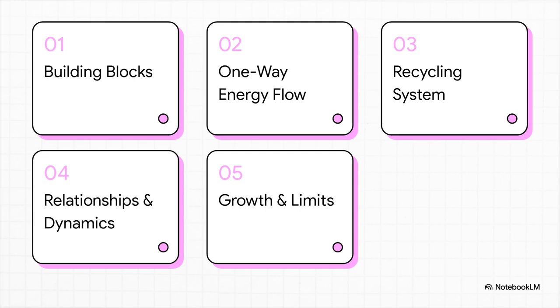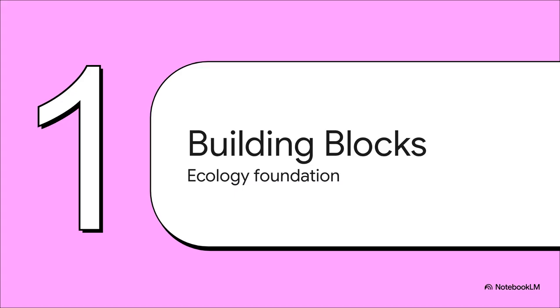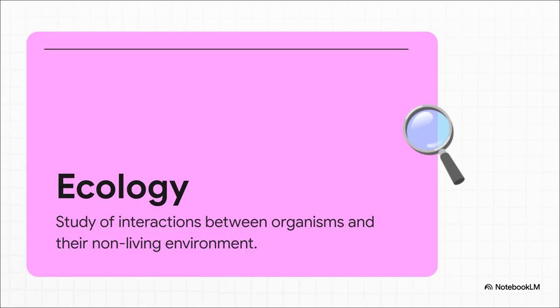So, to make sense of all this dense biological data, we've broken it down into 5 key areas: the building blocks, the one-way energy flow, nature's recycling system, ecosystem relationships, and finally, population limits. Starting off with Section 1, the building blocks of ecology. Let's lay the foundation. Before we can start tracking the currency in our economy of nature, we need to know the rules and the players, right?